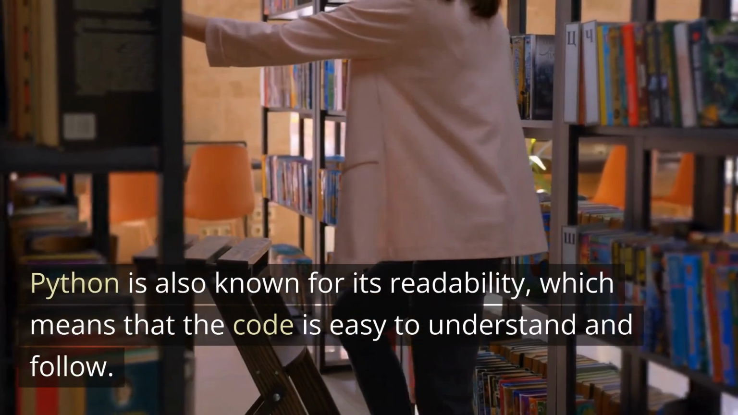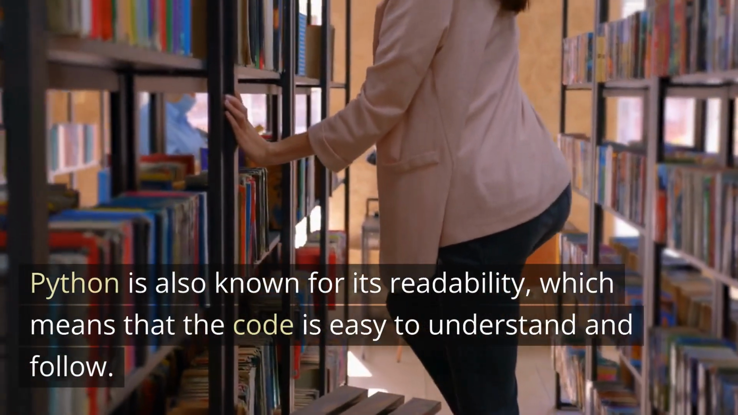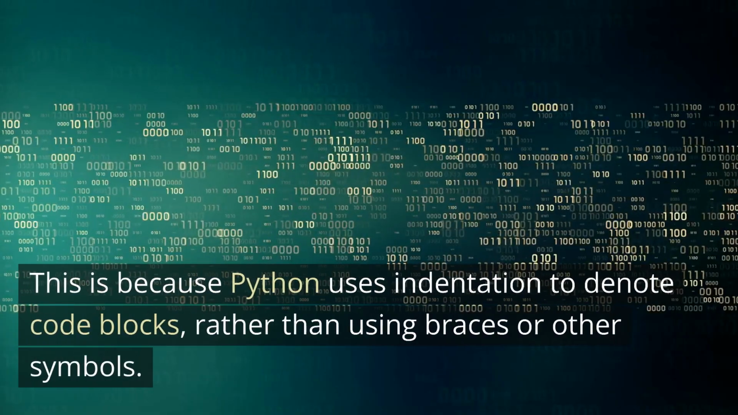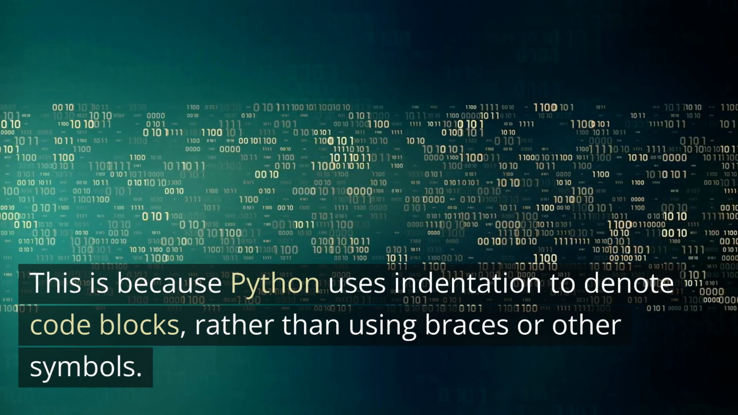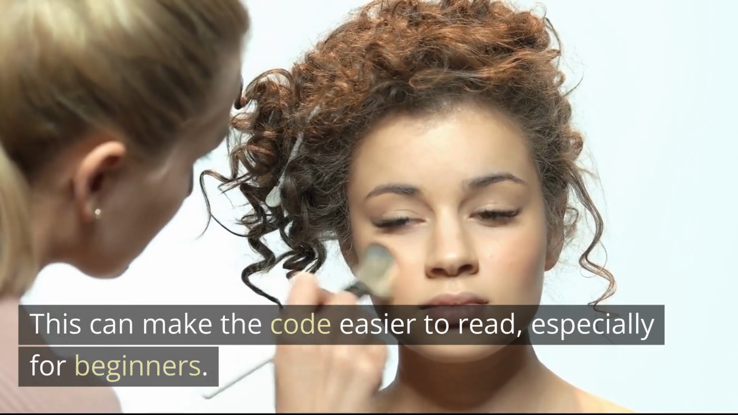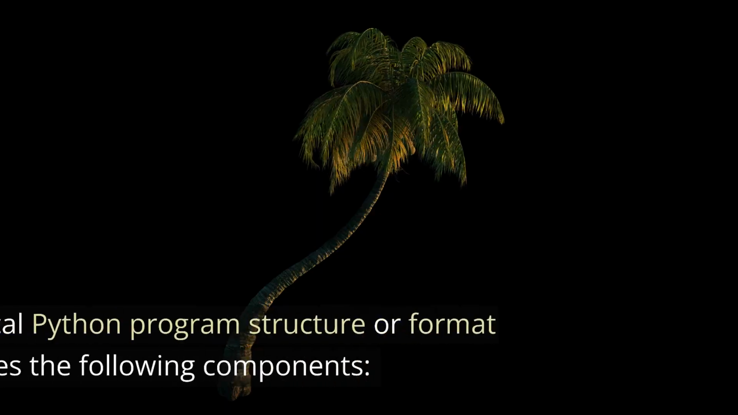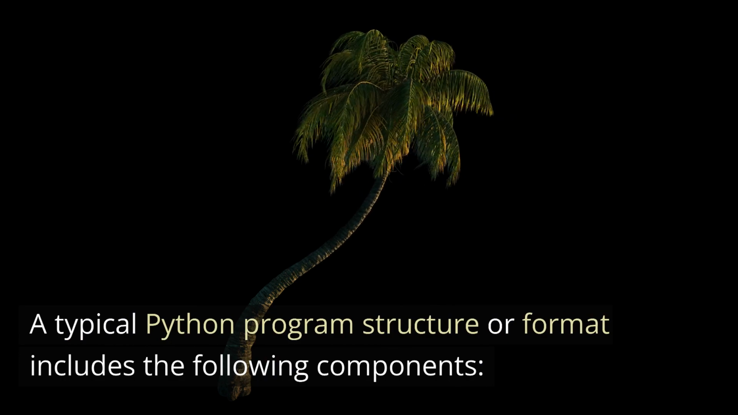Python is also known for its readability, which means that the code is easy to understand and follow. This is because Python uses indentation to denote code blocks, rather than using braces or other symbols. This can make the code easier to read, especially for beginners. A typical Python program structure or format includes the following components.